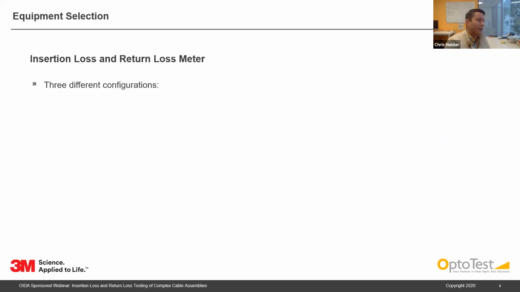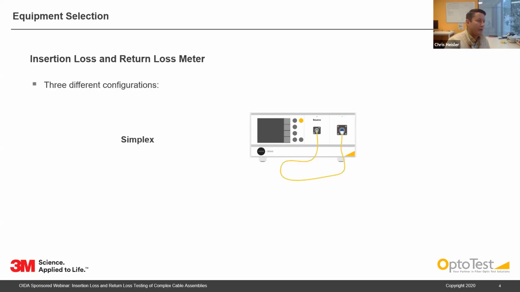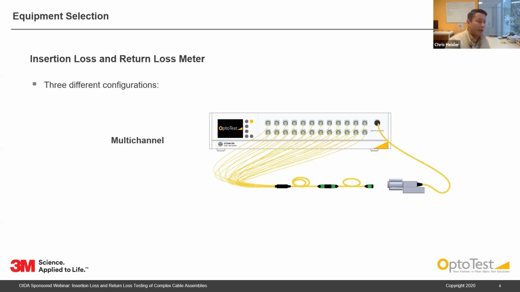Now looking at some equipment selection for insertion loss and return loss meters, there's three main different configurations. There's a simplex system. Simplex systems are good for testing simplex assemblies, hybrid assemblies, as well as multiple simplex assemblies. So if you have a trunk assembly with multiple simplex cables inside of it. There's also multi-channel options, which have an integrated internal switch. These are good for testing multi-fiber connectors, as well as multiple simplex connectors at one time.